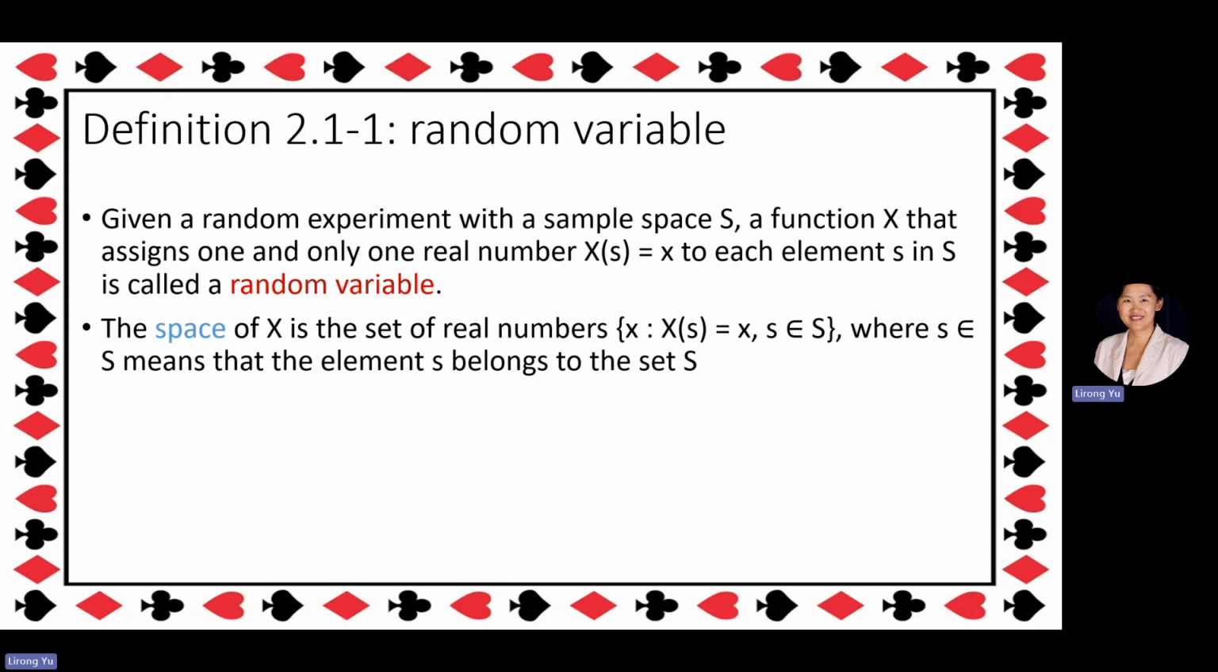Even more, for example, we know if you toss 2 dice, you have 36 different outcomes. But instead of looking at those 36 outcomes, maybe you don't care about their individual values. You just want to know the summation. So x will be the sum of the points after you toss 2 dice. So x is a random variable. It may not be exactly the same as your sample space.